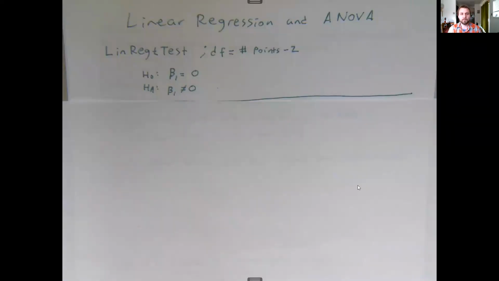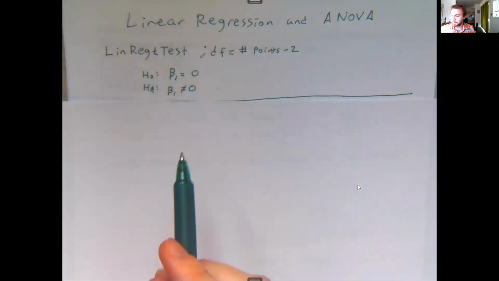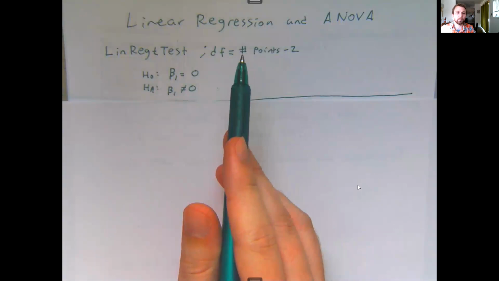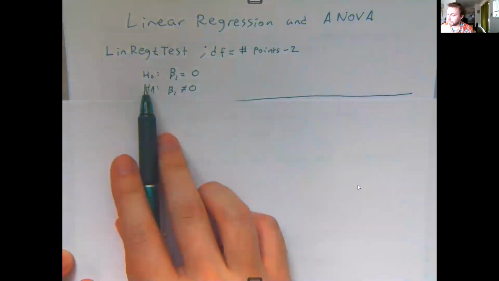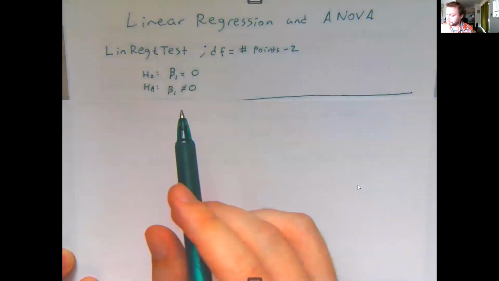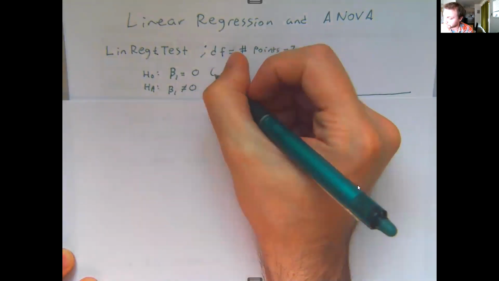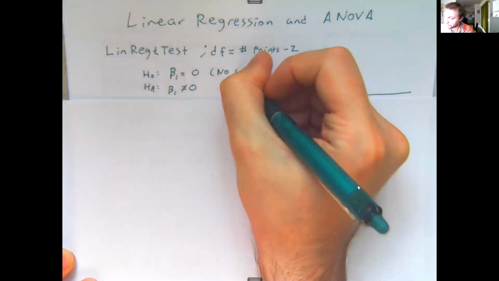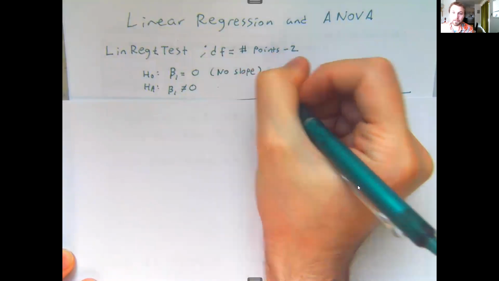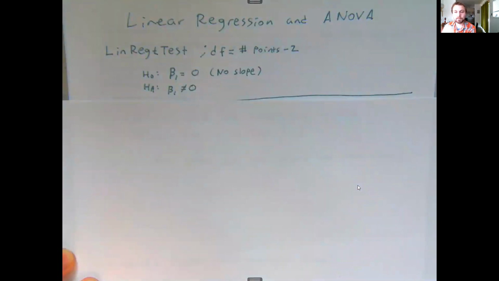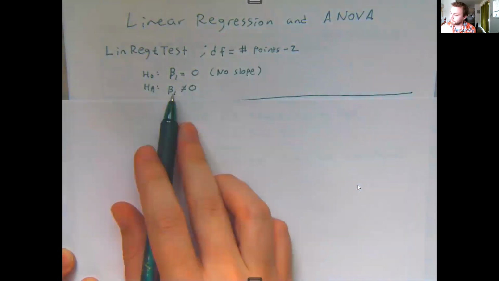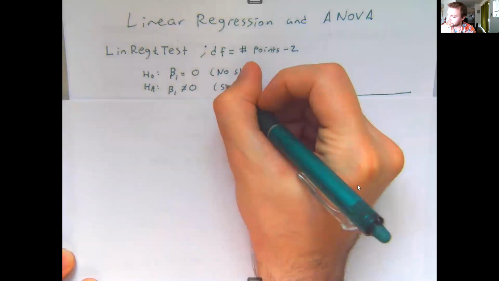This video will investigate relationships between linear regression and ANOVA. So when I do a linear regression t-test, my degree of freedom is equal to the number of points minus 2. My null hypothesis is that my beta 1 is equal to 0. Just a reminder, beta 1 equaling 0 means that there is no slope to that relationship. So it's a test for linearity, seeing if there's slope. And the alternative hypothesis is that there is slope.